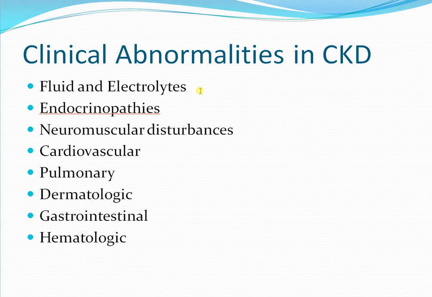Then, among electrolyte disturbances, you tend to see hyperkalemia, hypernatremia, metabolic acidosis, and hyperphosphatemia. And hypocalcemia is also an important complication from the electrolyte standpoint. Endocrinopathies include, most commonly, secondary hyperparathyroidism, vitamin D deficiency, and adynamic bone disease, osteomalacia.